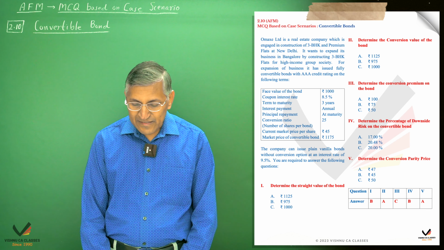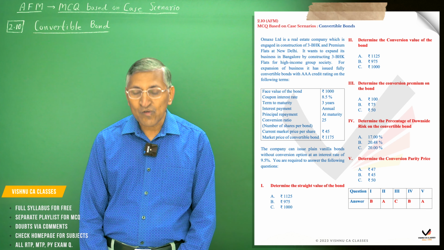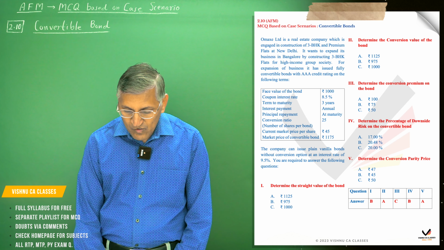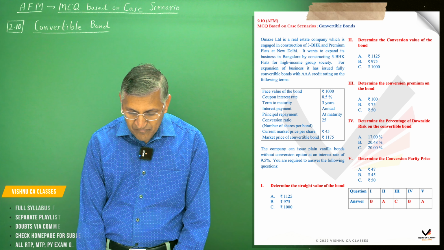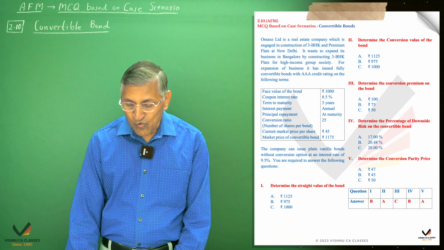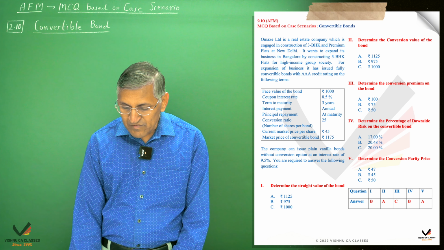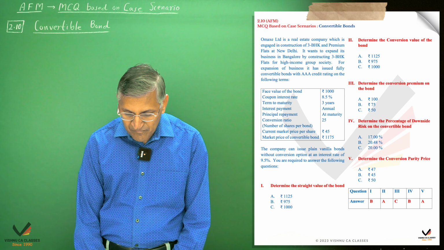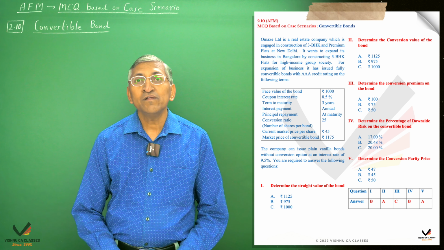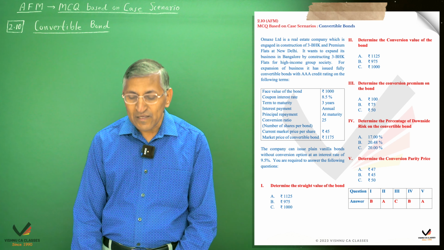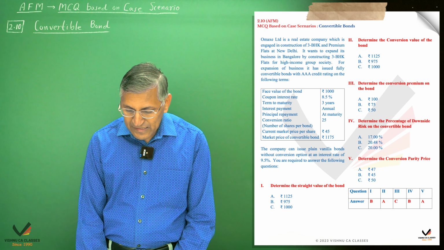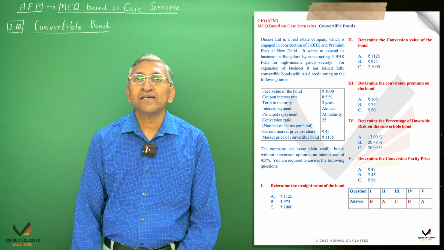तो कंपनी ने एक्सपेंशन के लिए अब बॉन्ड्स इशू किए हैं which are convertible bonds। उसका डाटा आपको मेंशन किया है। Face value of bond is ₹1000, coupon interest rate is 8.5%, term to maturity is 3 years, interest payment will be made annually at end of each year, principal repayment will be made at end of maturity of bond, conversion ratio is given, number of shares per bond 25. It means when bond will be converted into shares, you will get 25 shares. Current market price of share is given ₹45 and current market price of convertible bond is given ₹1175.